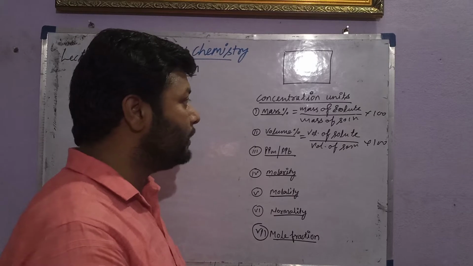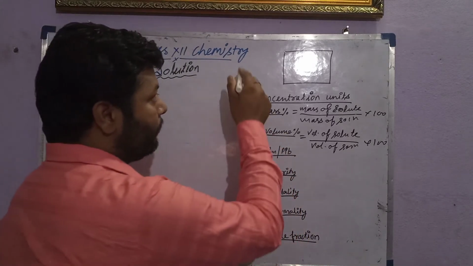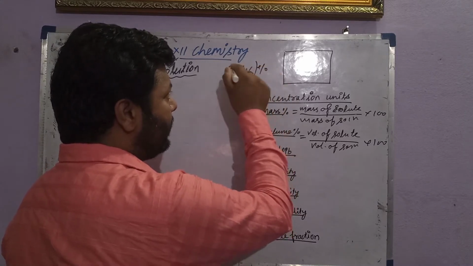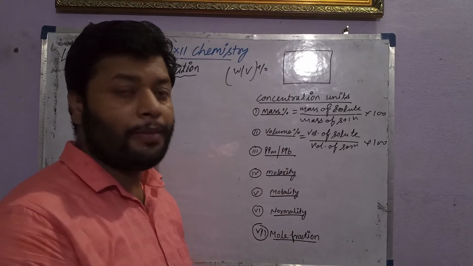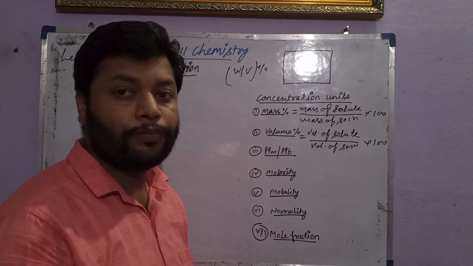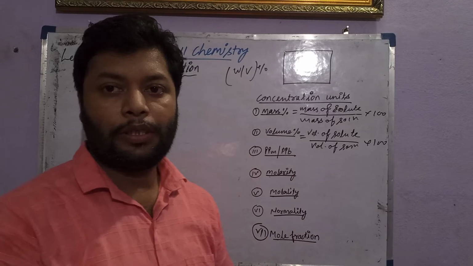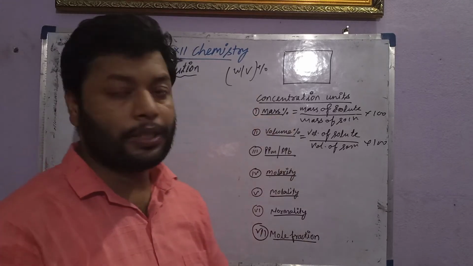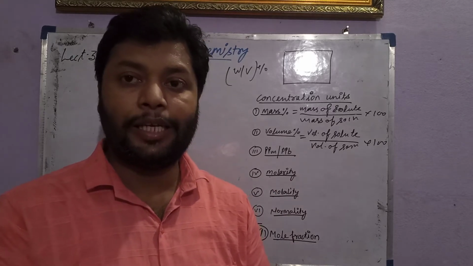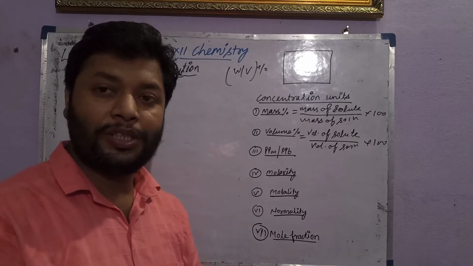The other one is mass upon volume, written as W by V percentage, which means the solute should be in mass and the solution should be in volume. That is, mass of solute upon volume of solution. That is another of the concentration units we have. Besides these, we have to learn the uses of these terms.